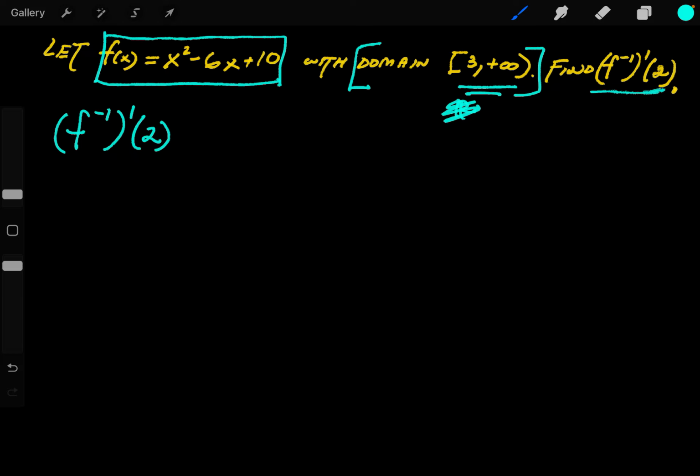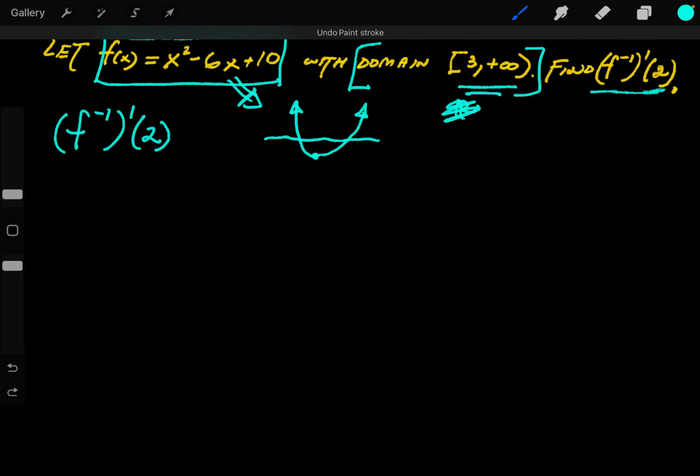Now, why do they restrict the domain? That's the first thing that we should really be like, wait, what? Why are they restricting the domain? The reason for it is because this is some quadratic. And a quadratic looks like this. And in general, it doesn't have an inverse because it's not 1-to-1. It fails the horizontal line test. There's 2 points here.